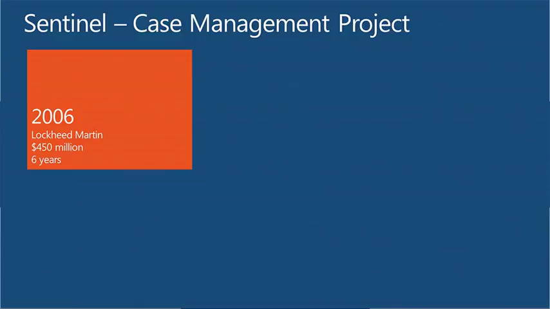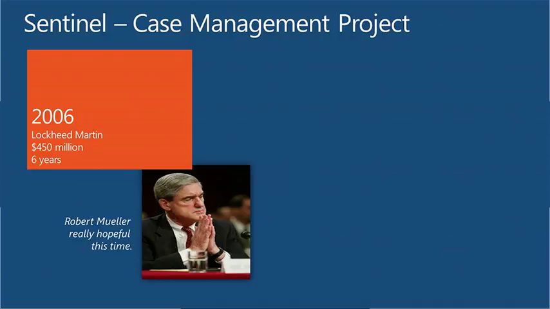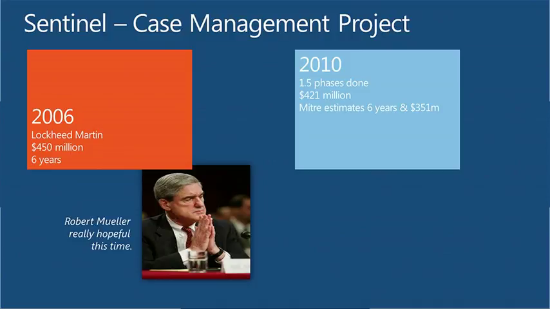It's got a bit bigger, 6 years, 450 million. So good to know that technology's moved on and things are getting more expensive. Same scope, right? Replace the old one. So Lockheed Martin, all good. This time, come on, this time, right? 4 years on, we've done 1.5 phases out of the 4 phases of the project. We've spent $421 million of our 450. So we've got 30 mil left.